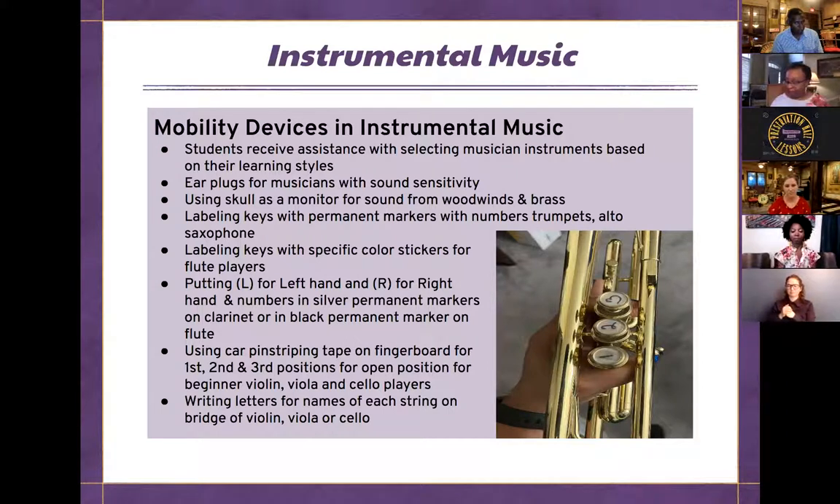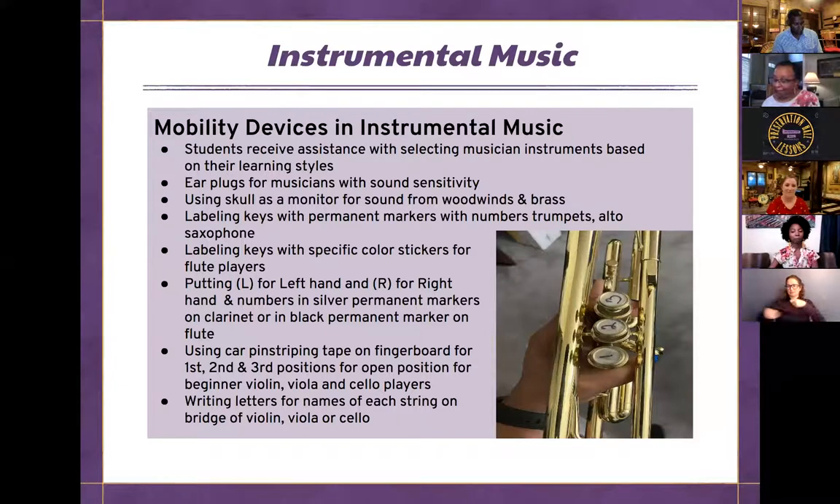In Montgomery County, in Maryland, instrumental music teachers can also teach orchestra. So an auto parts store is one of my favorite places to go get tools to help with mobility devices, right? So car pinstriping tape helps to label the fingerboard for violin, viola, and cello players, so they know the proper distance that they need to shape their left hand when they're playing their particular instrument.